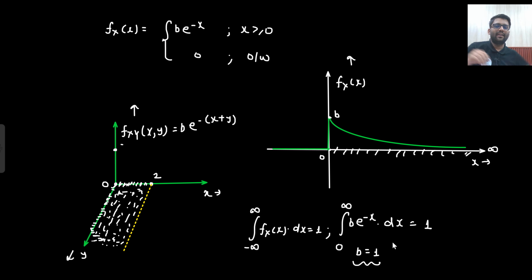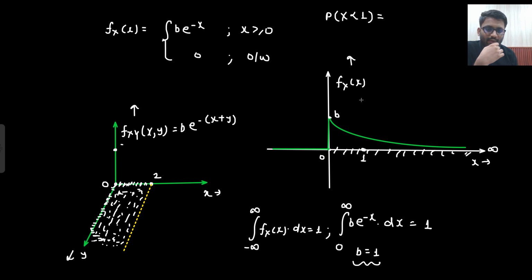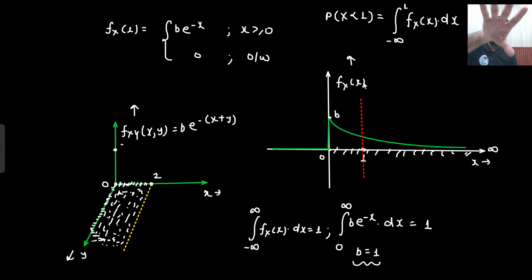Let's again compare. In this question, if I had asked you the probability of x less than 1, what would you have done? Where is x equals 1? This is your x equals 1. You would say, whatever my PDF is, I will integrate it for values less than 1. That means minus infinity to 1. The value of x should be less than 1, so I will integrate my PDF from minus infinity to 1.